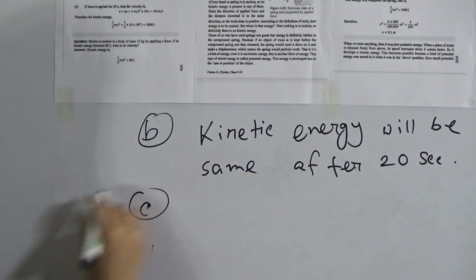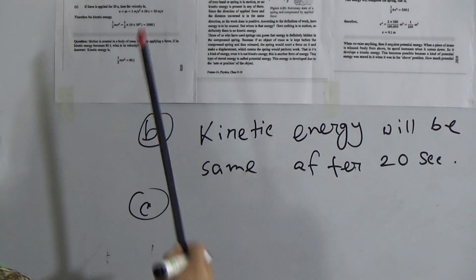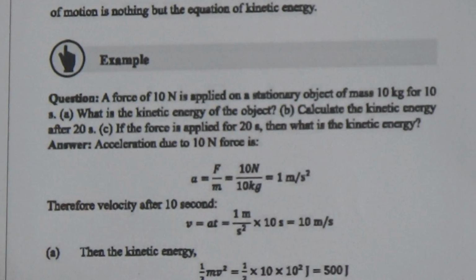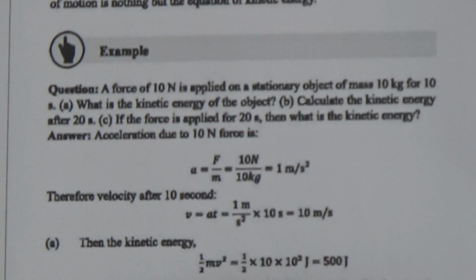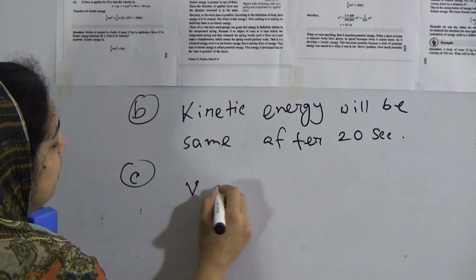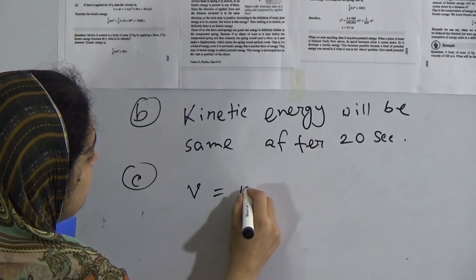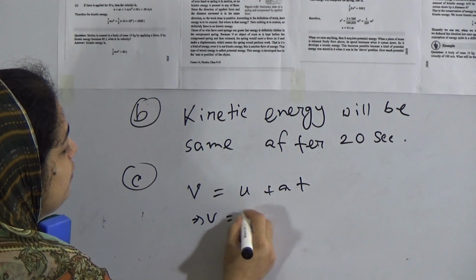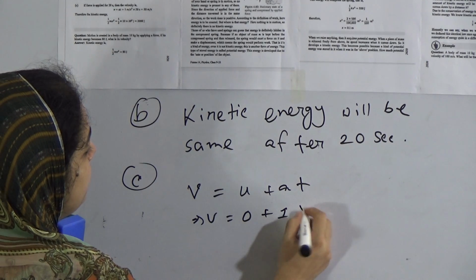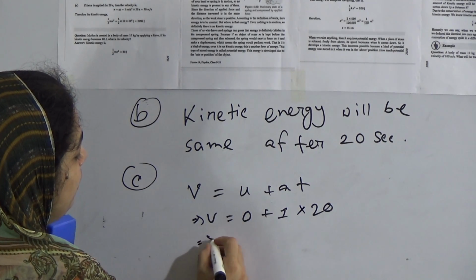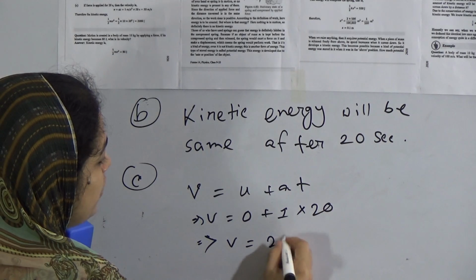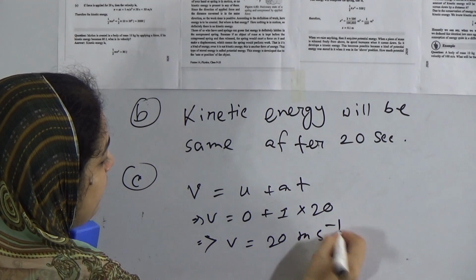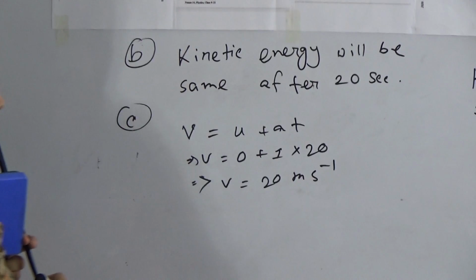Okay, now question C. If the force is applied for 20 seconds, then what is the kinetic energy? So applied for 20 seconds, what is the velocity after 20 seconds? We have to find out the velocity. v equals u plus at. That means v equals u, which is 0, plus a, which is 1, into t, which is 20 seconds. So velocity will be 20 meter per second after 20 seconds.